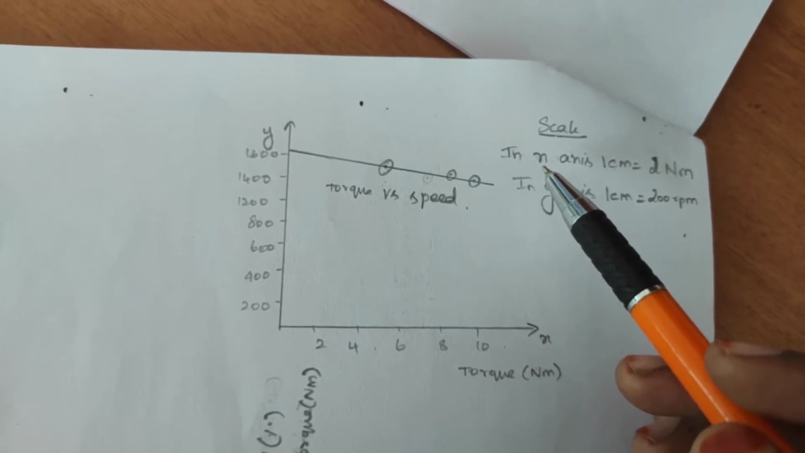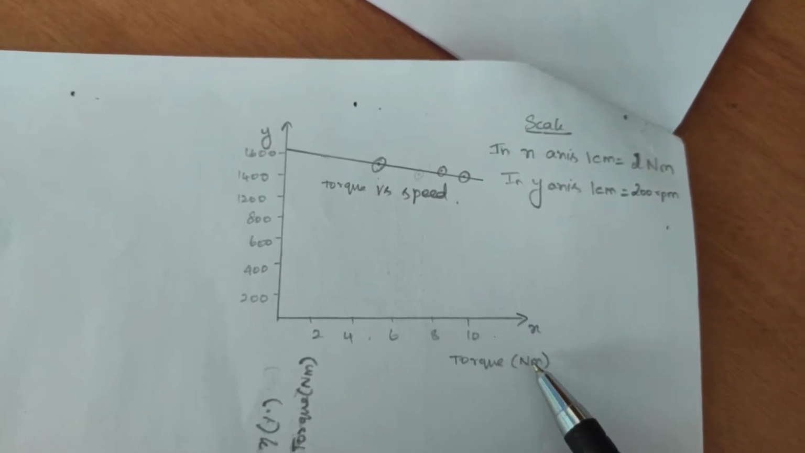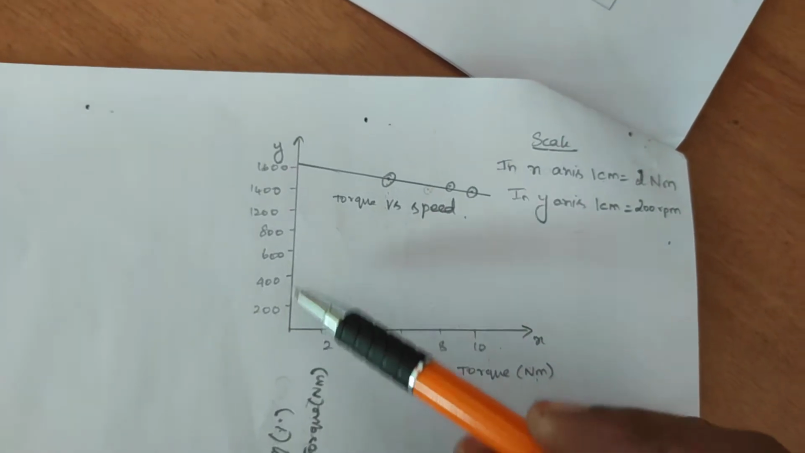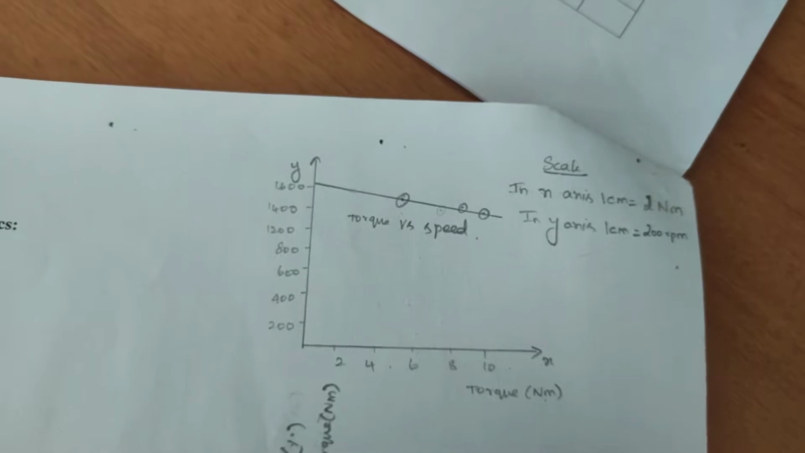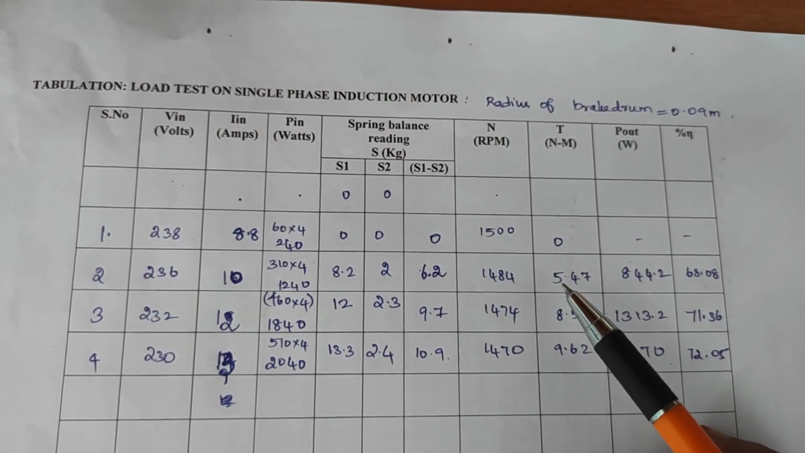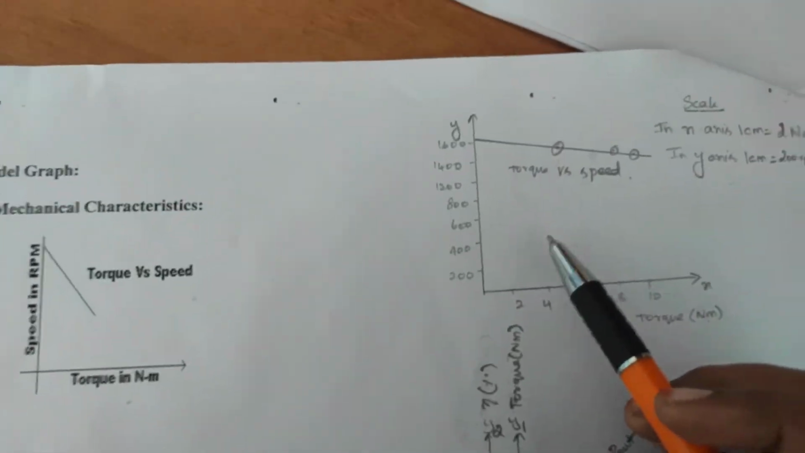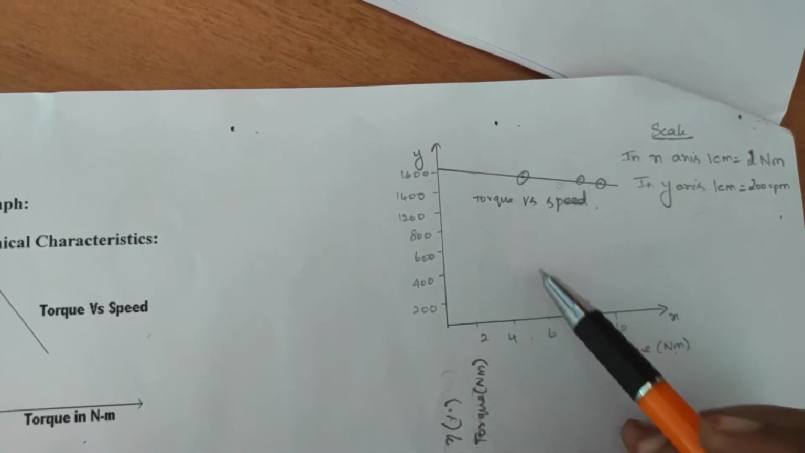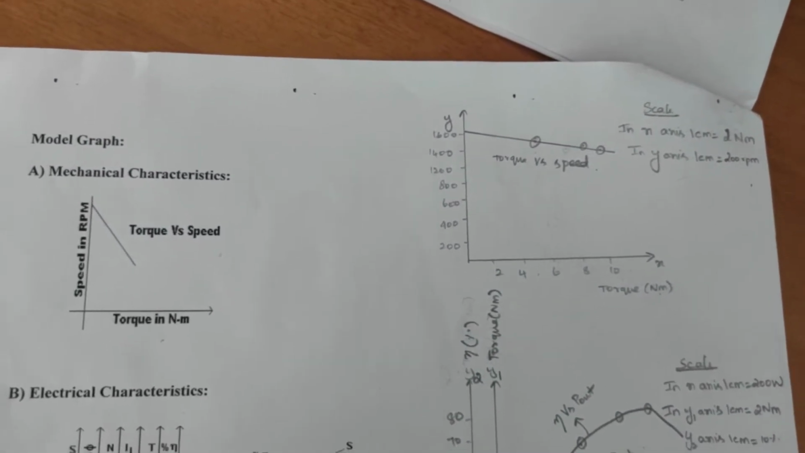You have to write the scale. On the x-axis, 1 centimeter equals 2 Newton meter, since the unit of torque is Newton meter. I have taken 2, 4, 6, 8 and 10. Similarly, the y-axis is speed, with 1 centimeter equal to 200 RPM. For example, for 5.4 torque, the speed is 1484. Like this you have to plot the points and draw a line. This is your mechanical characteristics.